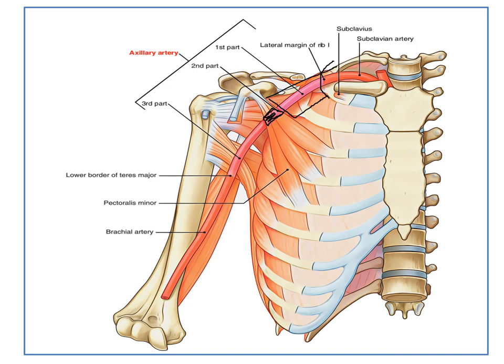And then finally, the third part of the axillary artery is the part that tends to emerge from the pectoralis minor. So it's found at the lateral border of the pectoralis minor and runs all the way to the inferior border of the teres major. And that's where it ends. So this is the third part.